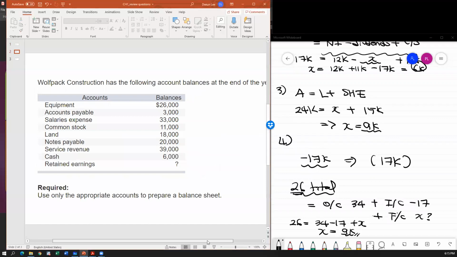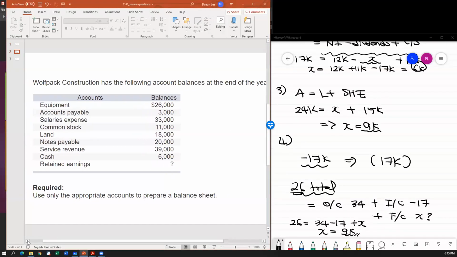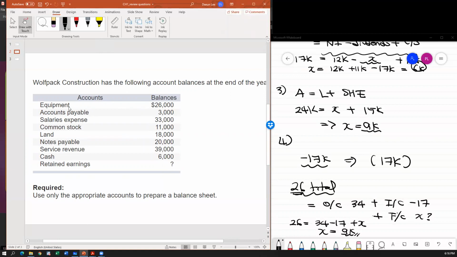Number 2. The company has the following account balances at the end of the year. We have equipment, accounts payable, sellers expenses, common stock. The question is asking, use only the appropriate accounts to prepare a balance sheet, okay? I don't know whether I can draw something here. Now it works, okay.